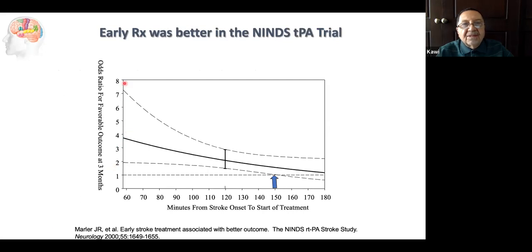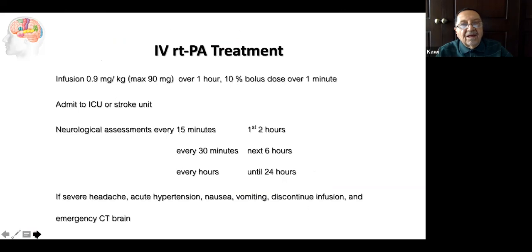As we can see from these curves, the best treatment is early. The best outcome within 3 months is with early treatment. And the more we go, this is 60 minutes, 70 minutes, 80 minutes, up to 120 minutes, the best outcome percentage comes down until we get to 150 minutes, where there is very little to help the patient by giving the IV TPA.